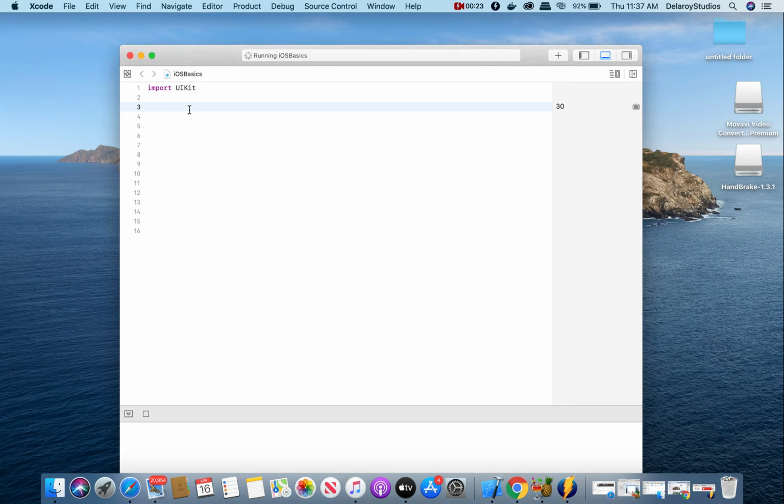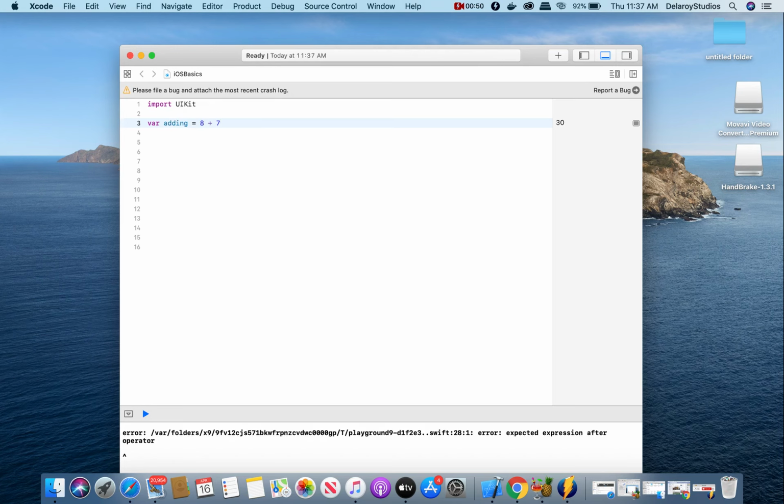We have different arithmetic operations according to BODMAS: addition, subtraction, division, multiplication, and brackets. All of these are supported in Swift. Let's create a variable called adding. Let's add two integer values.